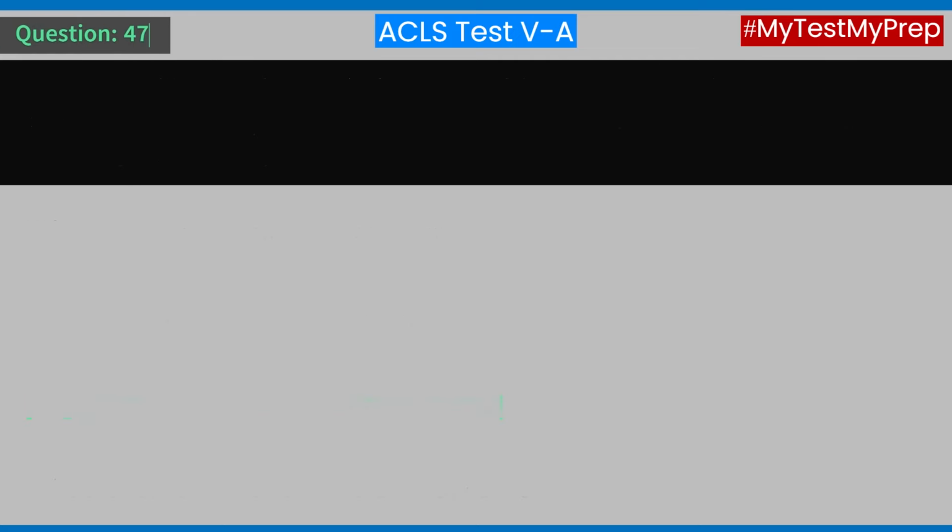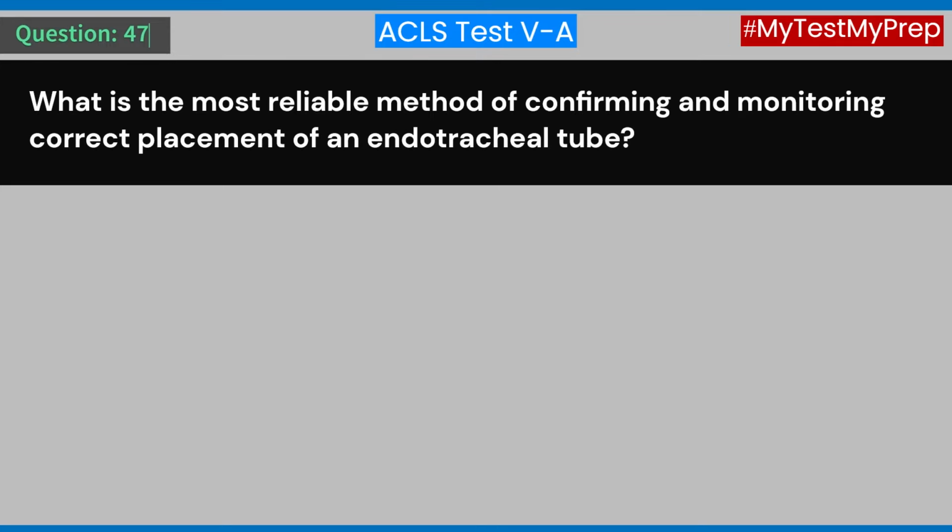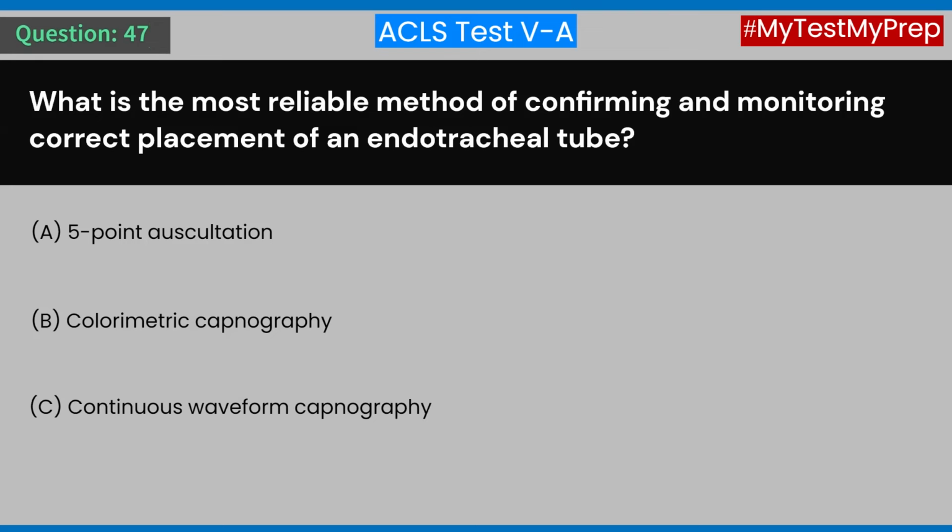Question 47. What is the most reliable method of confirming and monitoring correct placement of an endotracheal tube? A. 5-point auscultation. B. Colorimetric capnography. C. Continuous waveform capnography. D. Use of esophageal detection devices. Answer: C. Continuous waveform capnography.